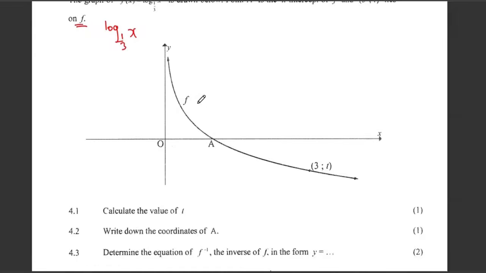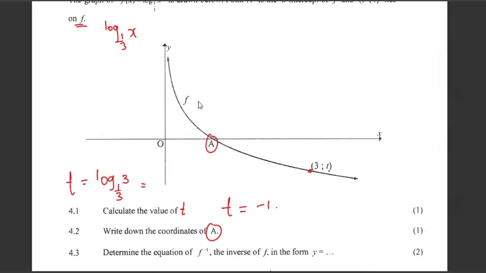4.1 for 1 mark. They want us to get the value of t, which is the y value, so let's just do the substitution. Because t is representing the y, t is going to be the log base 1 over 3 of 3. When you substitute this into the calculator, our t is negative 1. Then they want us to write down the coordinates of A.